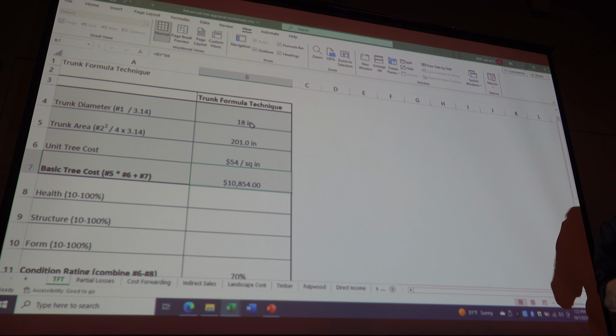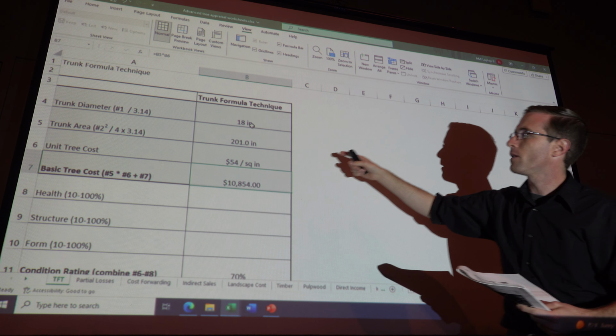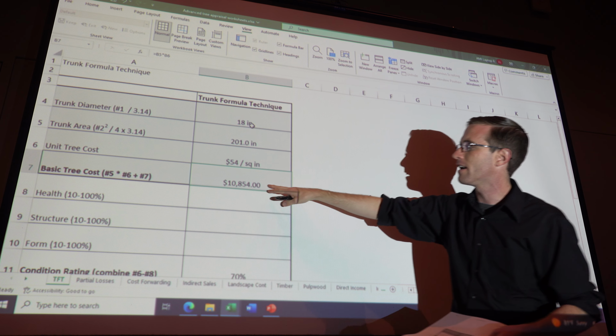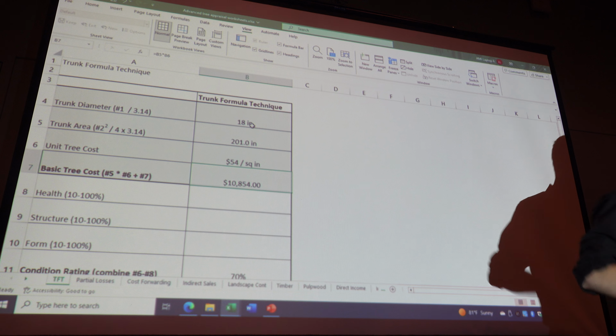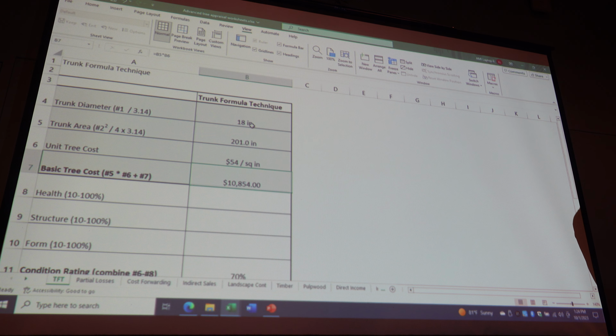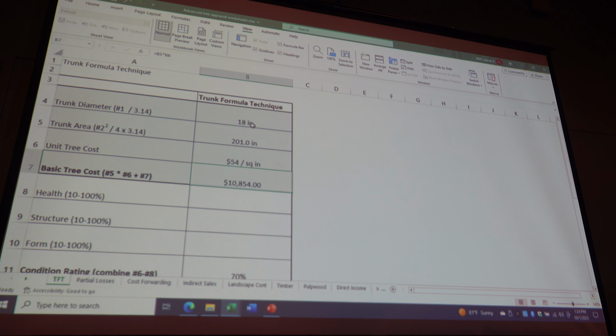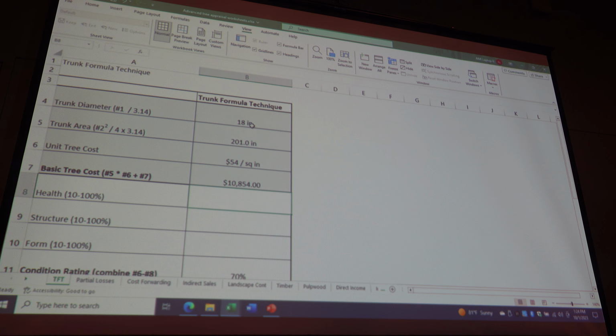Okay, so there's our unit cost. How about our basic cost calculation? Well, we can see that when we multiply the trunk area, 201 square inches, times $54 a square inch, we get $10,854. You're welcome to copy that down into your basic cost. That's the white box right there. Okay, let's move down onto health. As a result of the failure of that trunk, has the tree's health, its ability to photosynthesize and so forth, changed after the failure?